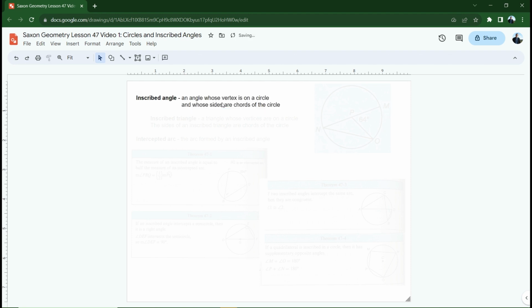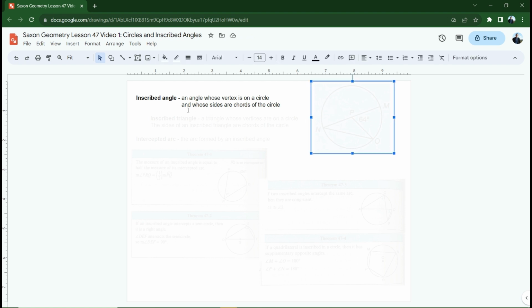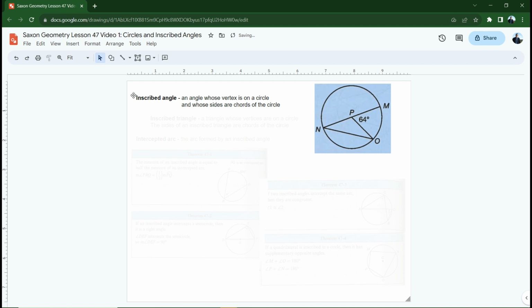It's an angle whose vertex is on a circle and whose sides are chords of the circle. I'm going to show you a figure that compares what an inscribed angle is to angles that we've considered in a circle before. We have been considering central angles in a circle. So you see the 64-degree angle right here? That's what's called a central angle. And a central angle has as its vertex the center of the circle.